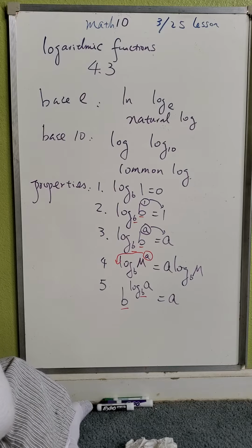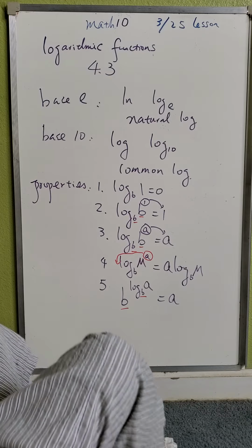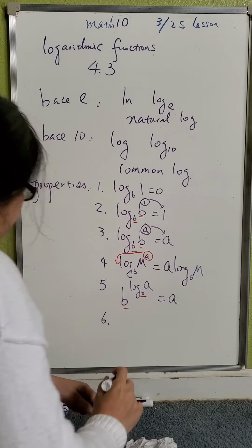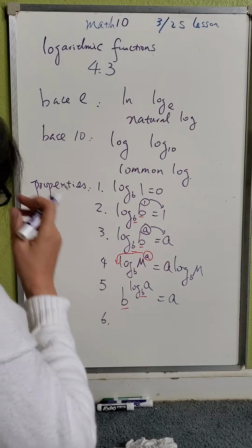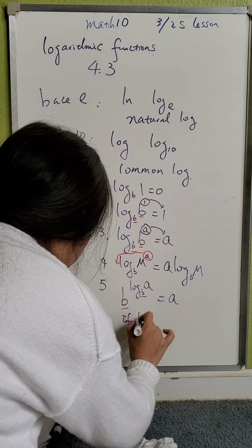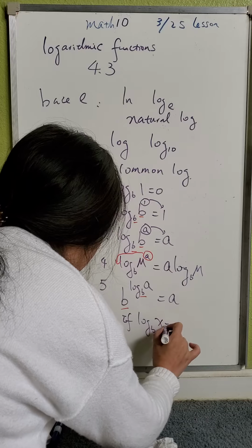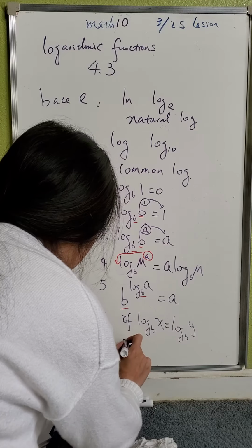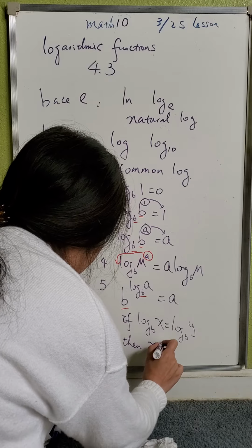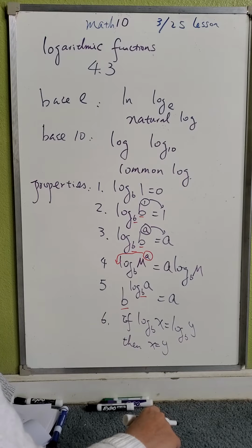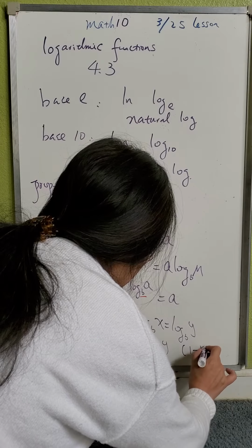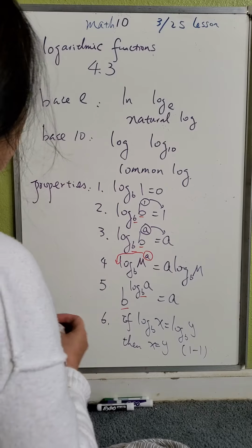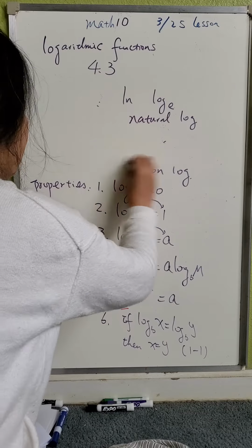So that's all for the properties so far. And there's one more property I like, number 6. Okay, we have a couple more later on, but not in today's lesson. If you have two logarithms with the same base and equal to each other, then x just equals y. Okay, these are called the one-to-one property, and these are very useful when we evaluate logarithms. Okay, now let's remember the properties and let's start to do some problems.